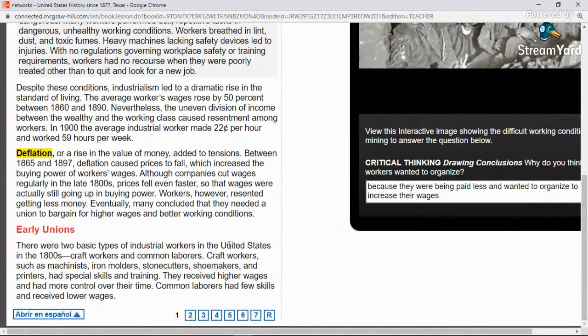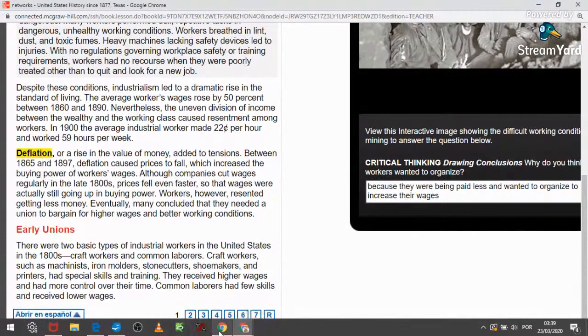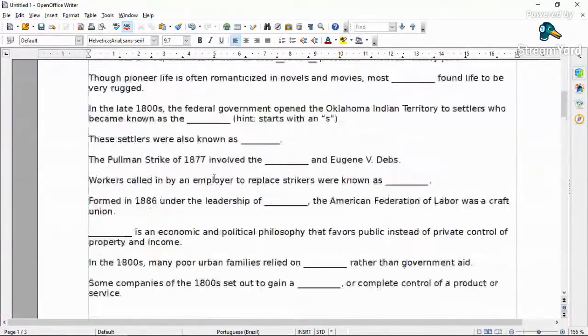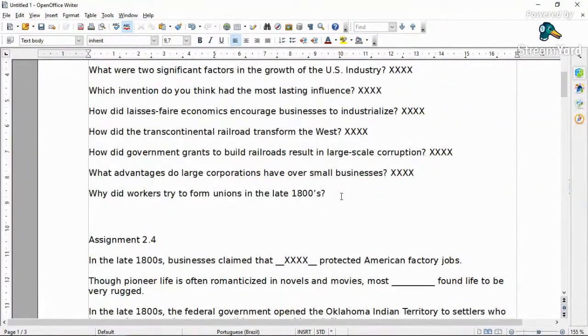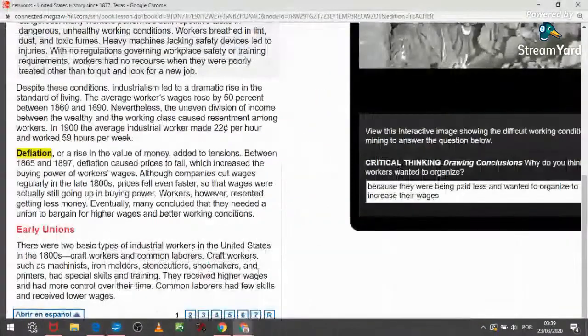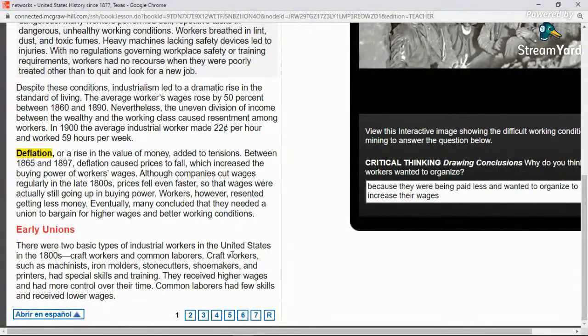And what is a union going to do? It's going to bargain. It's going to fight for higher salaries and better working conditions. There were two types of unions in the US, which, by the way, should answer this last question right here. We just said they wanted better working conditions and higher salaries.